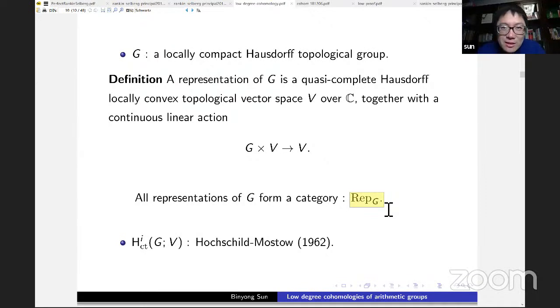But this category is not an abelian category, so the usual cohomology theory does not apply. So we need some kind of relative homological algebra. The continuous cohomology group was defined by Hochschild and Mostow in 1962. I will recall the definition of this continuous cohomology.